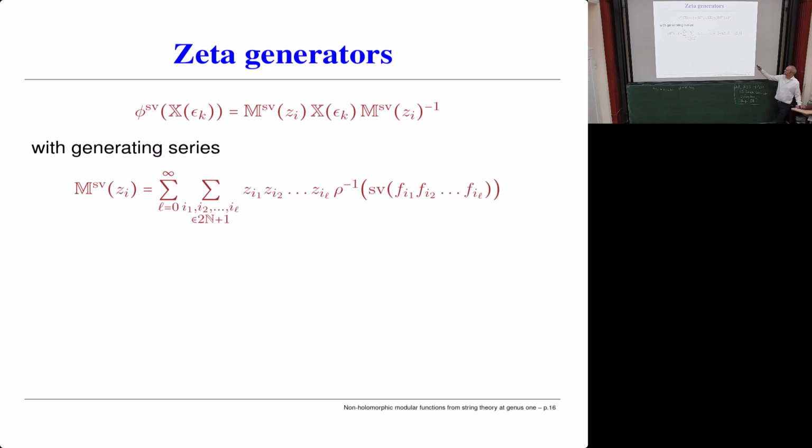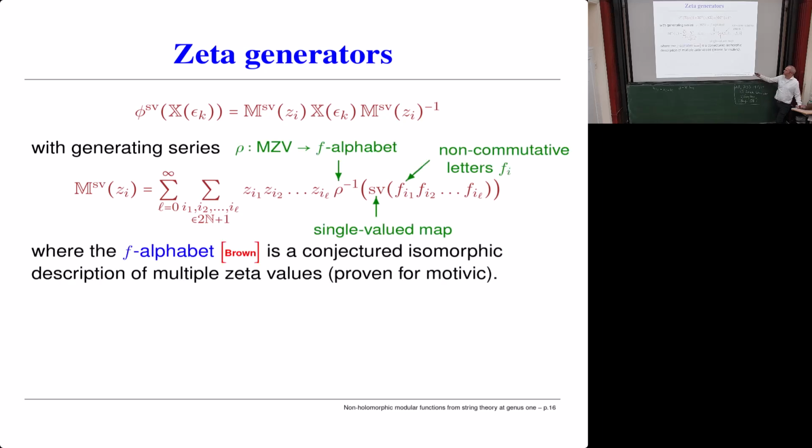Now the number that you multiply it with uses a few ingredients. One thing is it uses the so-called F alphabet, which is a different, or conjecturally different, way of writing multiple zeta values. Francis Brown proved this in the motivic version of multiple zeta values, and not for the real multiple zeta values. So this is a different way of writing multiple zeta values in terms of non-commutative letters, f_i. Again, i is an odd number, starting at 3. And you just write all possible words in these non-commutative letters. You apply something called the single-valued map. This is why this SV subscript is here. And then you take this isomorphism, because it's a conjectural isomorphism between multiple zeta values and these F letters. You take this isomorphism to turn this F alphabet expression back into a multiple zeta value.